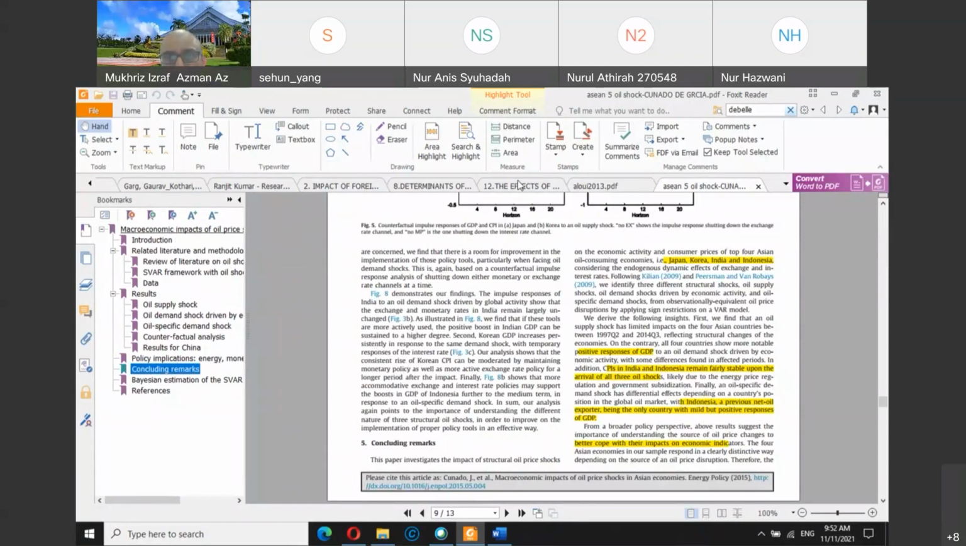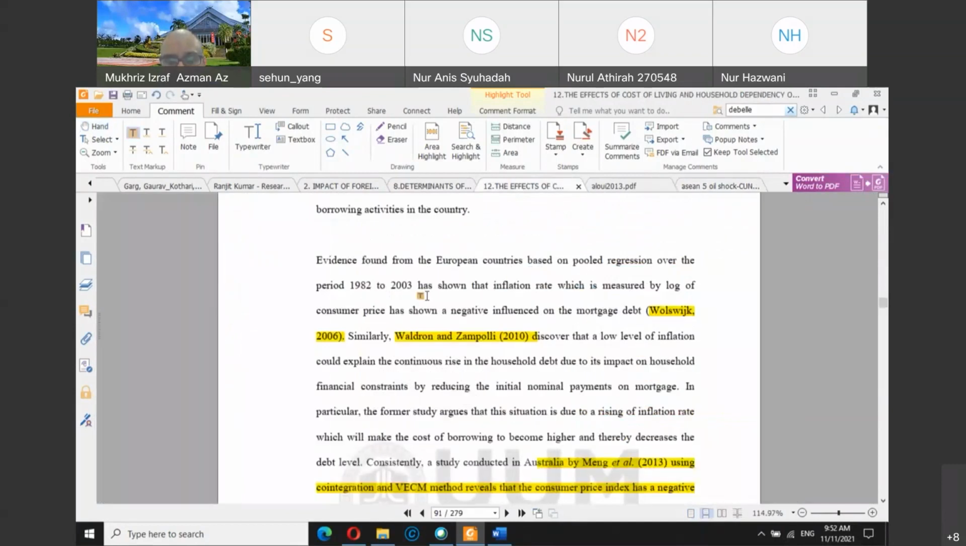Okay, one of the ways, if you want to write your literature review, go back to the original article and read the abstract and also the conclusion. So that will give you more idea what the article is about.